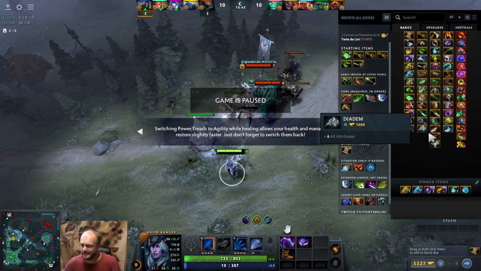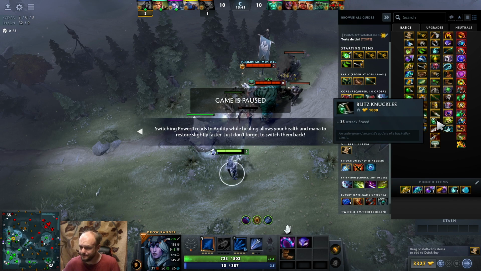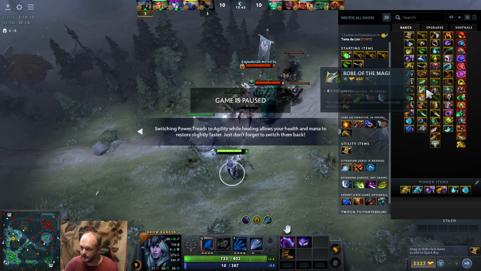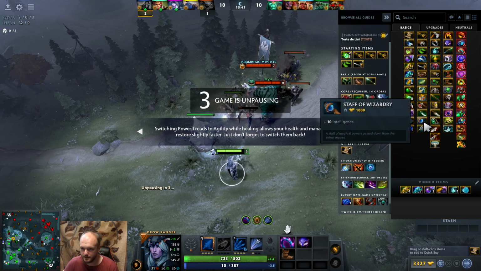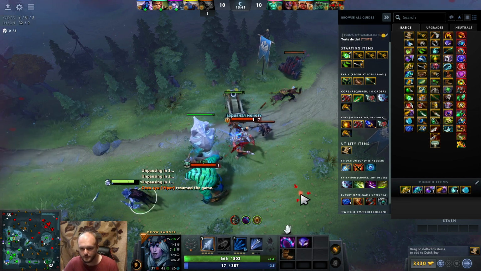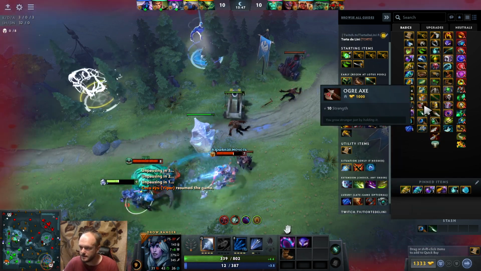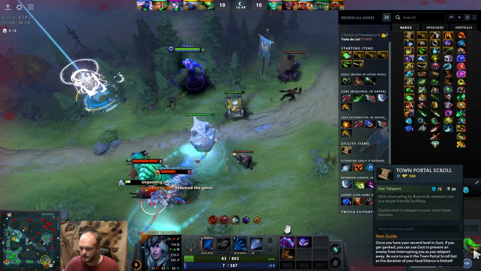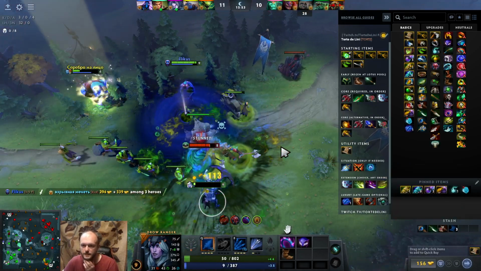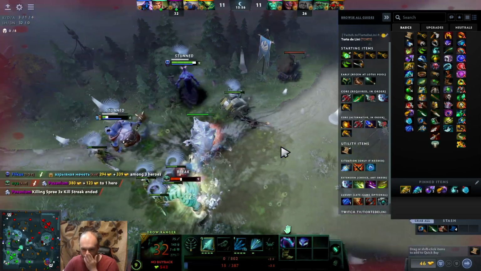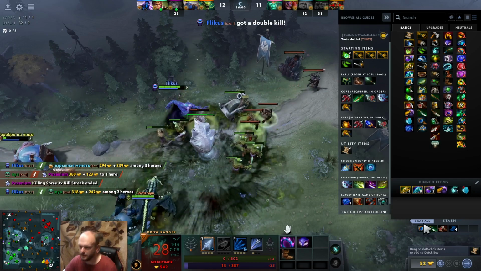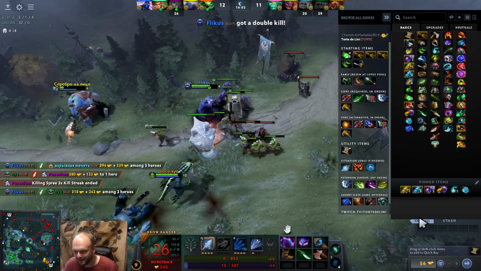Alright. I didn't even buy anything. Do I need to buy something? Oh, I'm Drow. I need to buy all those. I need the Scepter. Because these guys are going to kill me. So the Scepter. Like that. Okay, that turned out great.